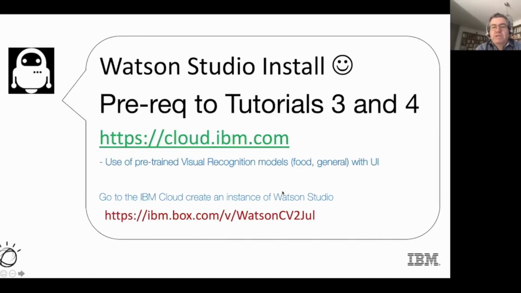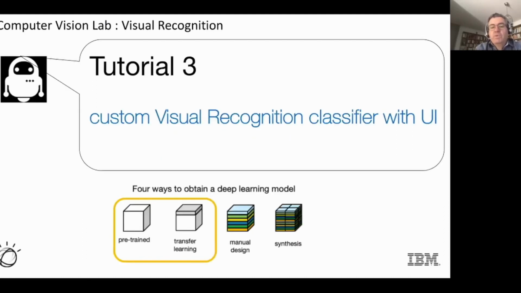Sorry, specifically for tutorial 3, we'll use the custom visual recognition classifier with the UI. We will create a custom classifier using images of dogs, so the different breeds of dogs, in order to recognize more accurately not only that there is a dog in the picture, but that there is a specific dog in the picture.